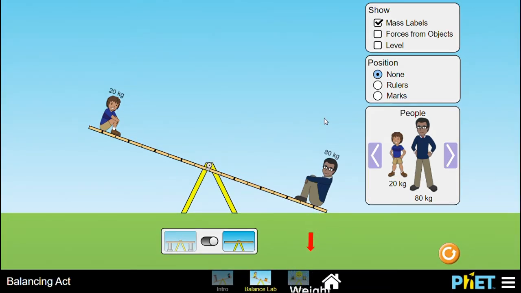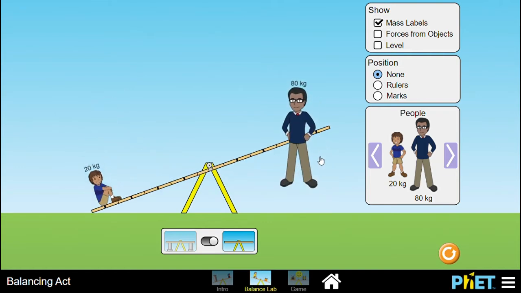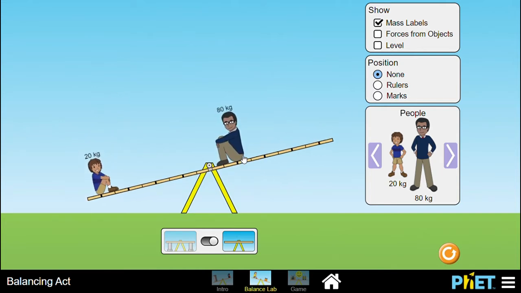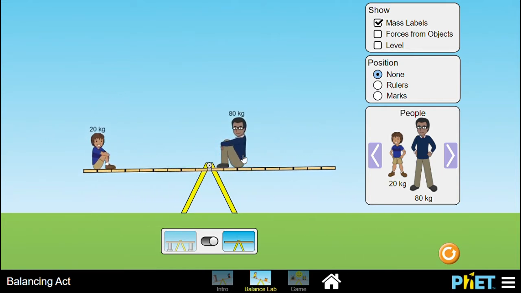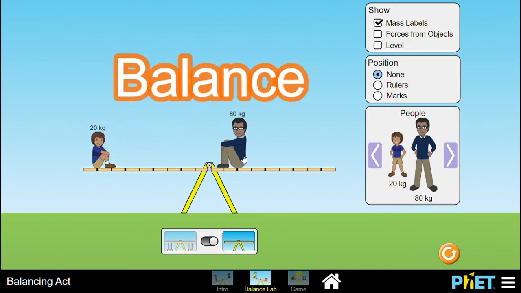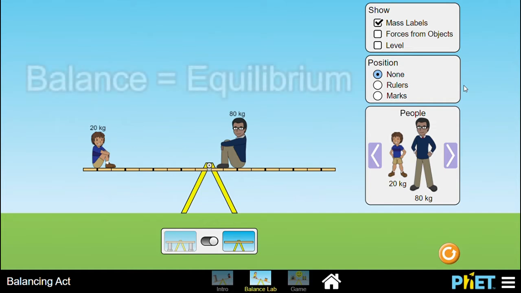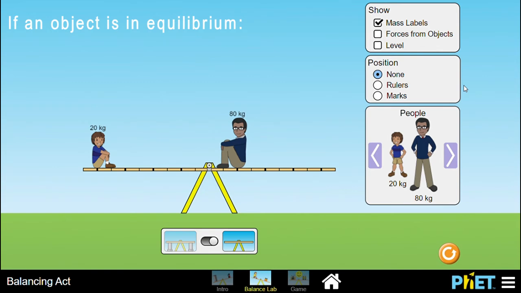Now, we can move the father sitting closer to the pivot. And the seesaw is balanced. When a beam is balanced, we say that it is in equilibrium. If an object is in equilibrium, the forces on it must be balanced.